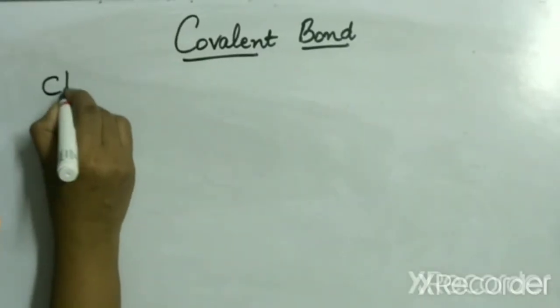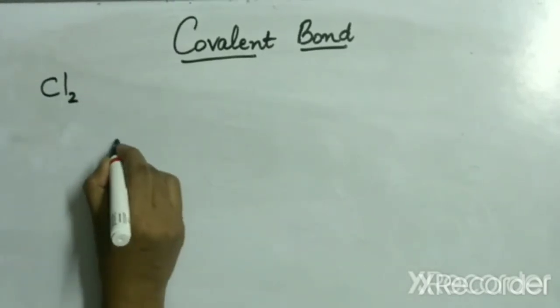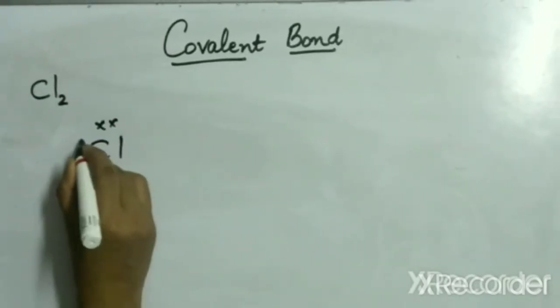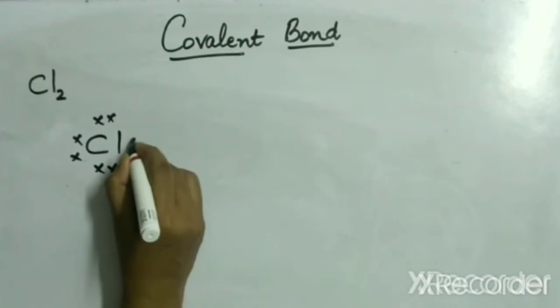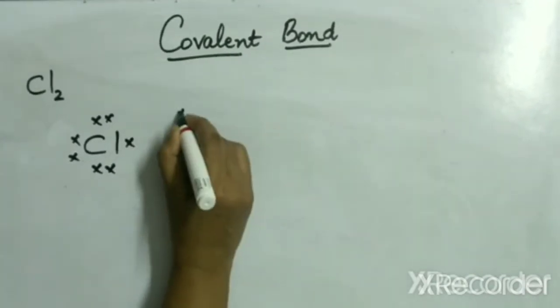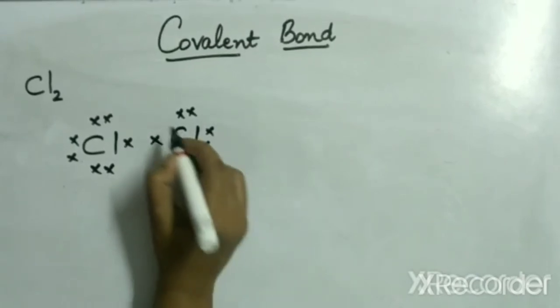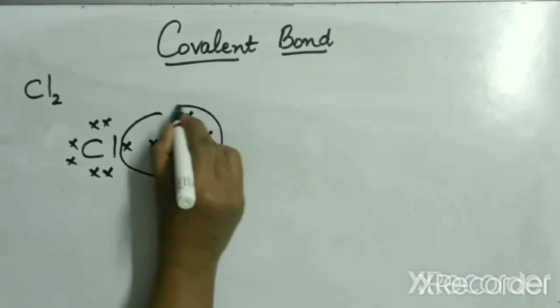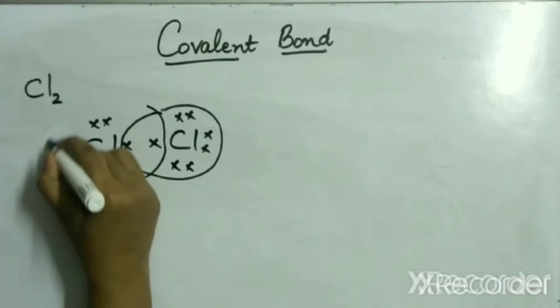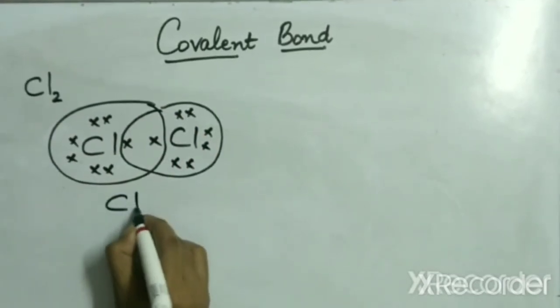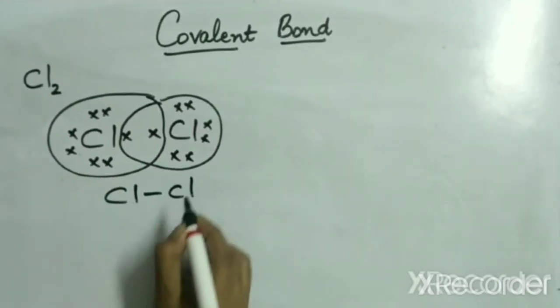Covalent bond. Consider the formation of chlorine molecule. Each chlorine atom has 7 valence electrons and each chlorine atom requires one more electron to get octet configuration. Therefore, each chlorine atom contributes 1 electron for sharing with the other atom. Since 2 electrons are shared between 2 chlorine atoms, a single covalent bond is formed.